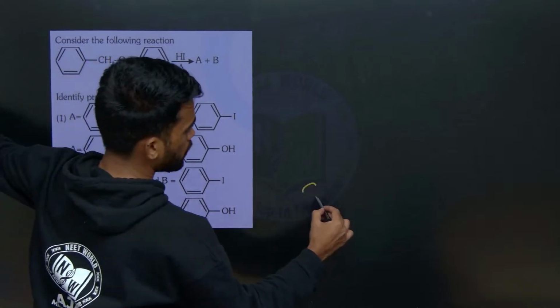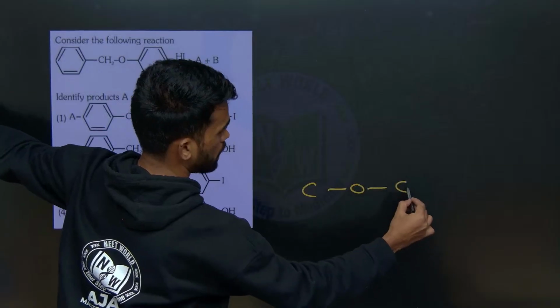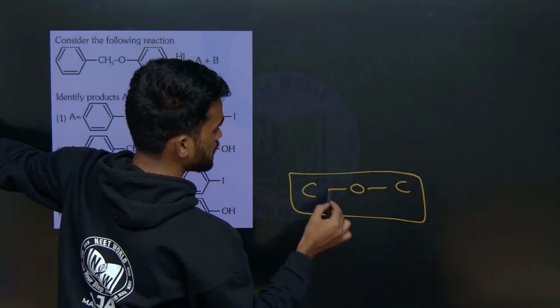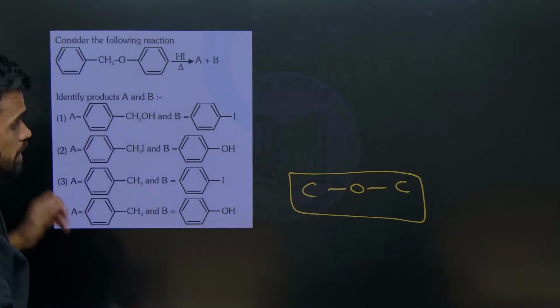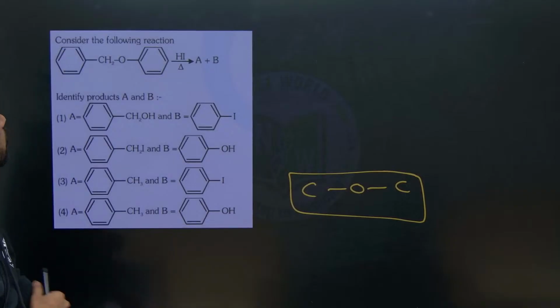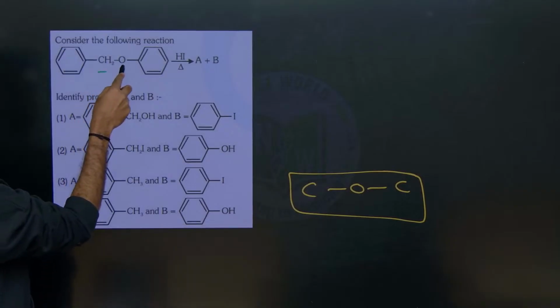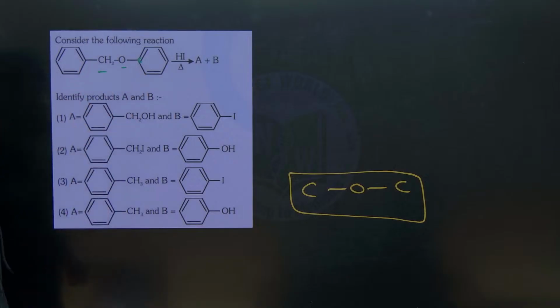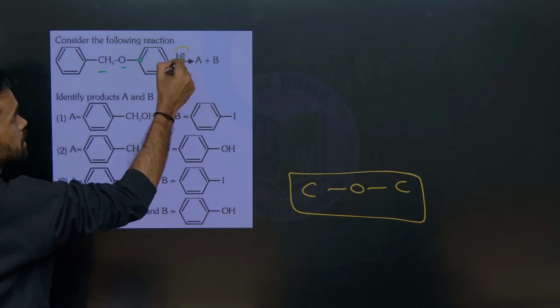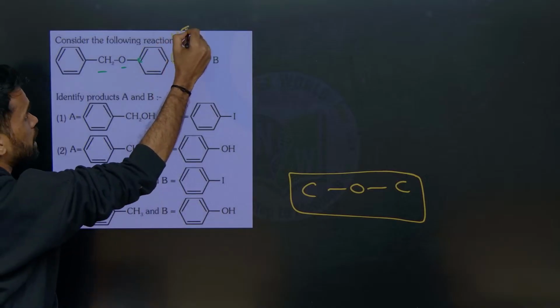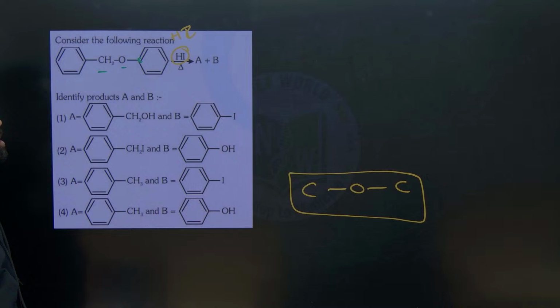Whenever we have carbon, oxygen, carbon kind of thing, we should call it an ether bond. So it's a functional group, ether. Here carbon oxygen carbon is there, so this is an ether derivative. Ether is a functional group here. So when we are adding HI, again we discussed this very nicely in the SN1 SN2 reaction concept. You can go and watch that if you are interested.